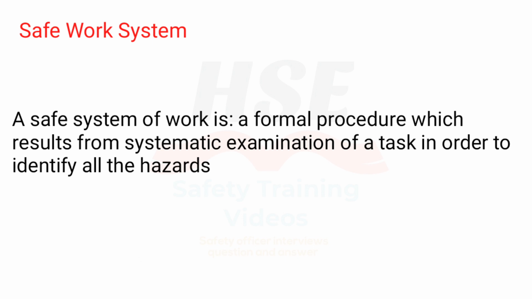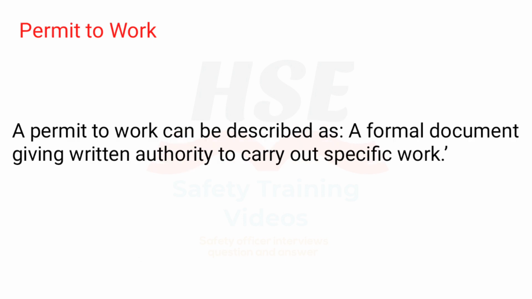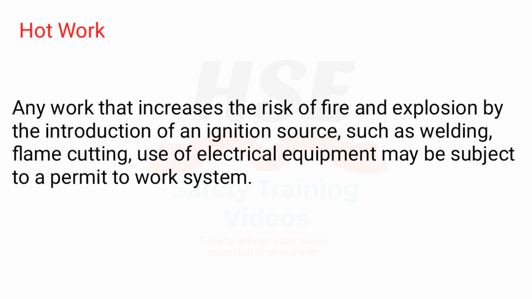Safe work system. A safe system of work is a formal procedure which results from systematic examination of a task in order to identify all the hazards. Permit to work. A permit to work can be described as a formal document giving written authority to carry out specific work. Hot work. Any work that increases the risk of fire and explosion by the introduction of an ignition source, such as welding, flame cutting, use of electrical equipment may be subject to a permit to work system.